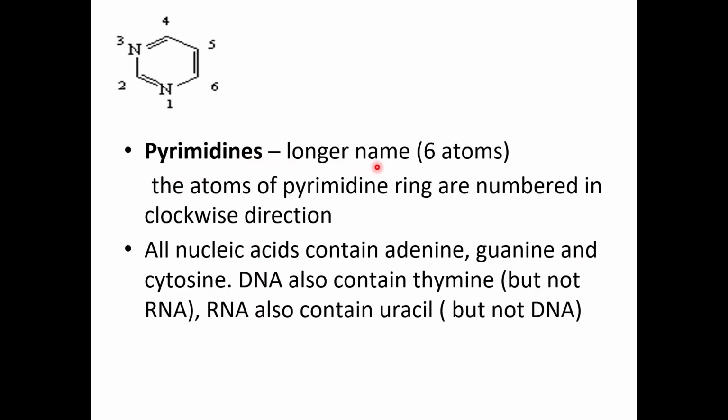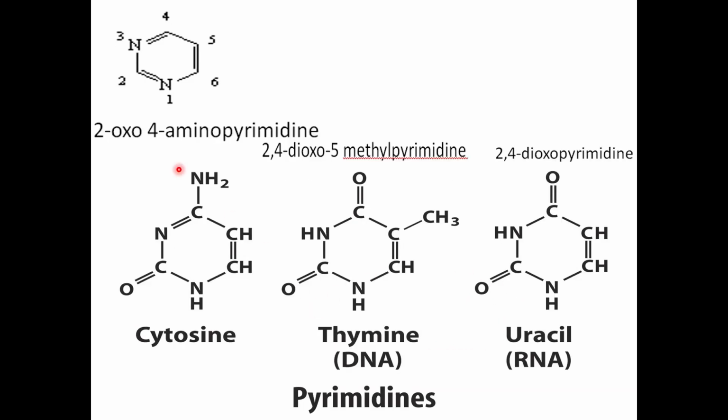Pyrimidines have a longer name but smaller, 6 atoms. The name is long, but 6 atoms are there. The atoms of pyrimidine rings are numbered in clockwise direction. All nucleic acids contain adenine, guanine and cytosine. DNA also contains thymine but not RNA. RNA also contains uracil but not DNA. So these are the different bases. This is the general structure.